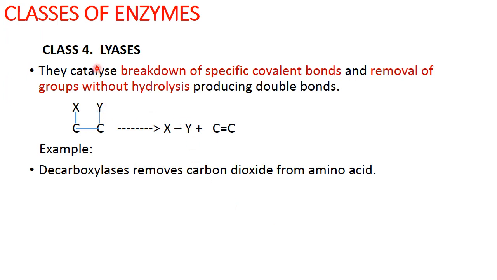Class 4, which group of enzymes is that? That is lyases. These also break down specific covalent bonds, but without using water, without hydrolysis. But in this process, what do they produce? Double bonds. New double bonds will be formed or a new ring will be formed. Like we have shown here, this is the compound that is going to be broken down by lysis. So a double bond CC will form, and XA will be separated out from this substrate.